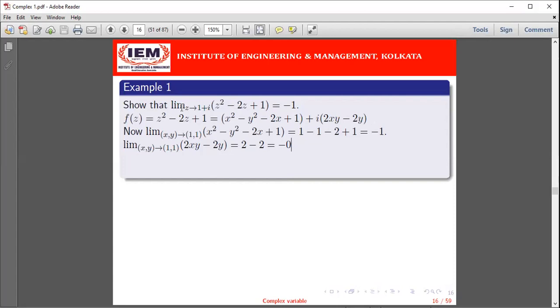So easily we can say that the limit of that will be the limit of the real part plus i into the limit of the imaginary part. So that will be minus 1 plus i into 0. So the limiting value of the entire function will be minus 1.